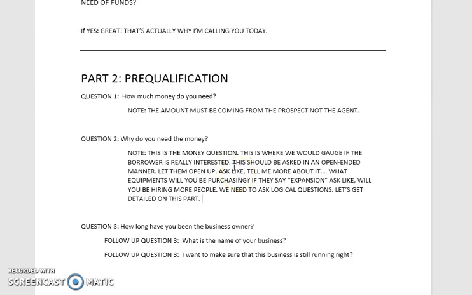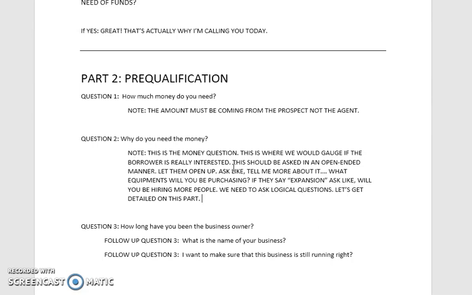We should ask this in an open-ended manner. Why do you need the money? All right? Let them open up. Ask like, tell me more about it. What equipments will you be purchasing? If they say expansion, will you be hiring more people? Tell me more about it so we could get you the right loan for your business.